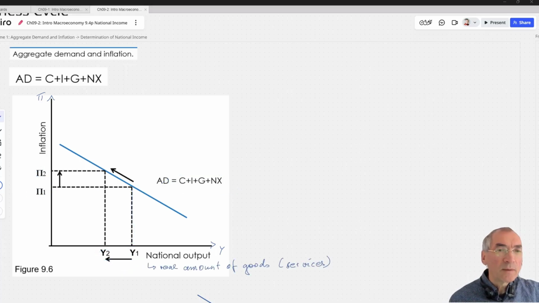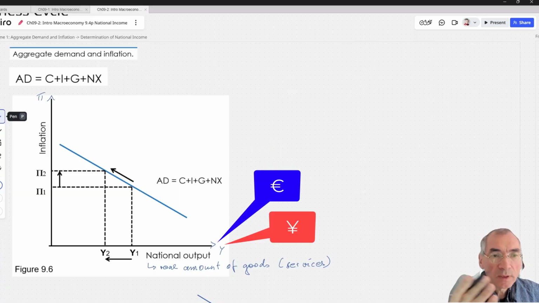So something that will be important in all our macroeconomic, or most of our macroeconomic analyses, is that this national output, this Y, represents or is measured on the one hand in monetary terms, in dollars, euro, and yen, whatever.